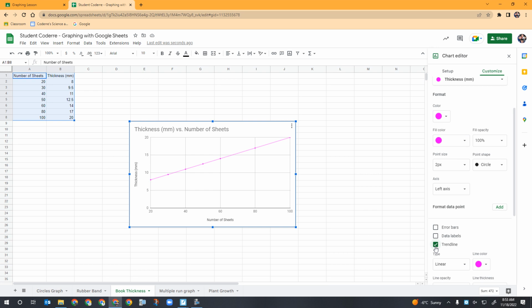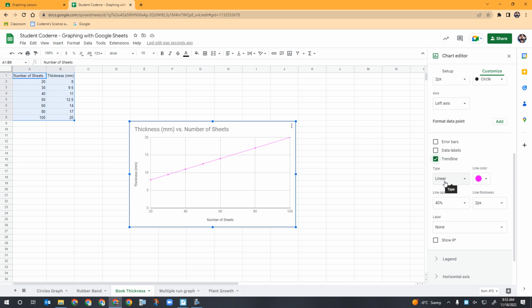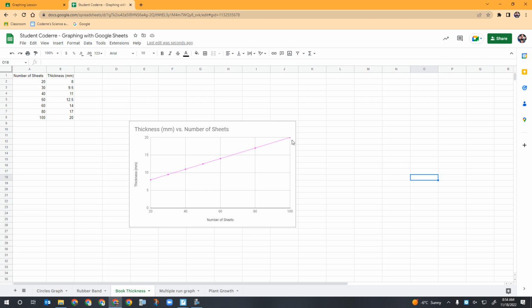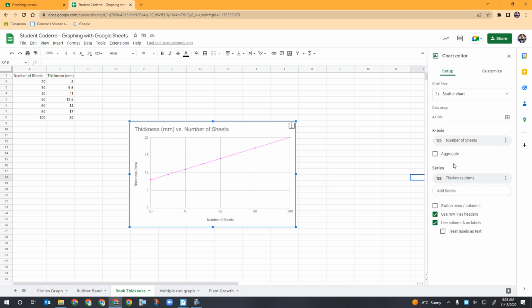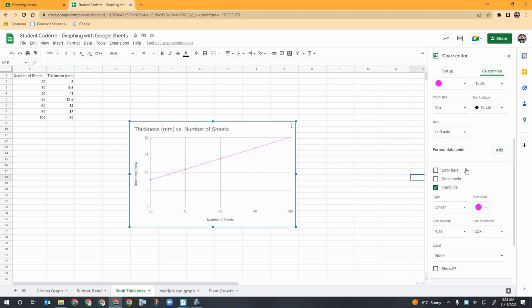When you click on that, you'll notice that you get more options down below. You want a linear line, and it picked the right one. The relationship was linear, but your options are exponential, polynomial, logarithmic, power series, and moving average. We'll only ever use linear. Sorry, I clicked out of my chart editor. Sorry, just gotta get back here. Series. Okay.